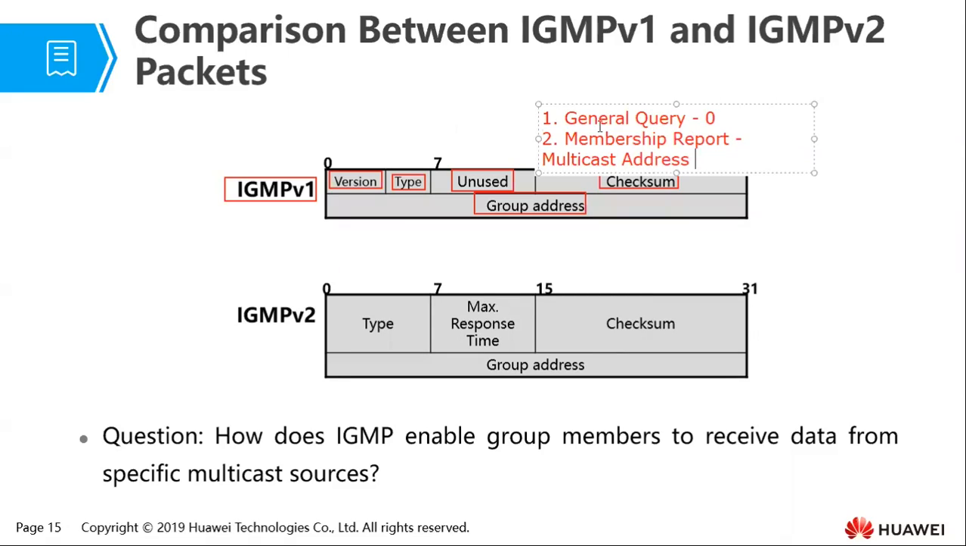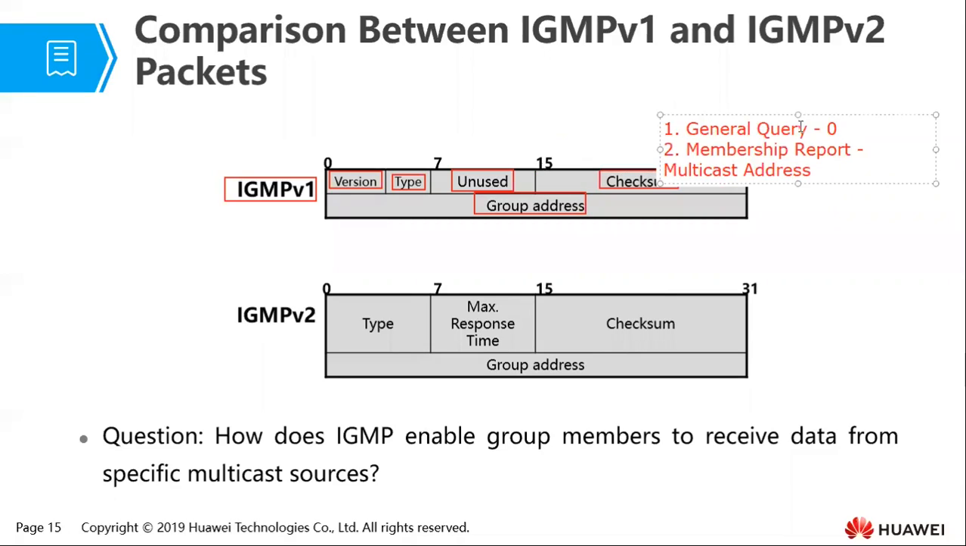So that is it for IGMP version 1. So we have the general query. The group address field is going to have a value of 0 for the general query. Membership report, you say I want to join group 2 by specifying the multicast address for group 2. Okay.